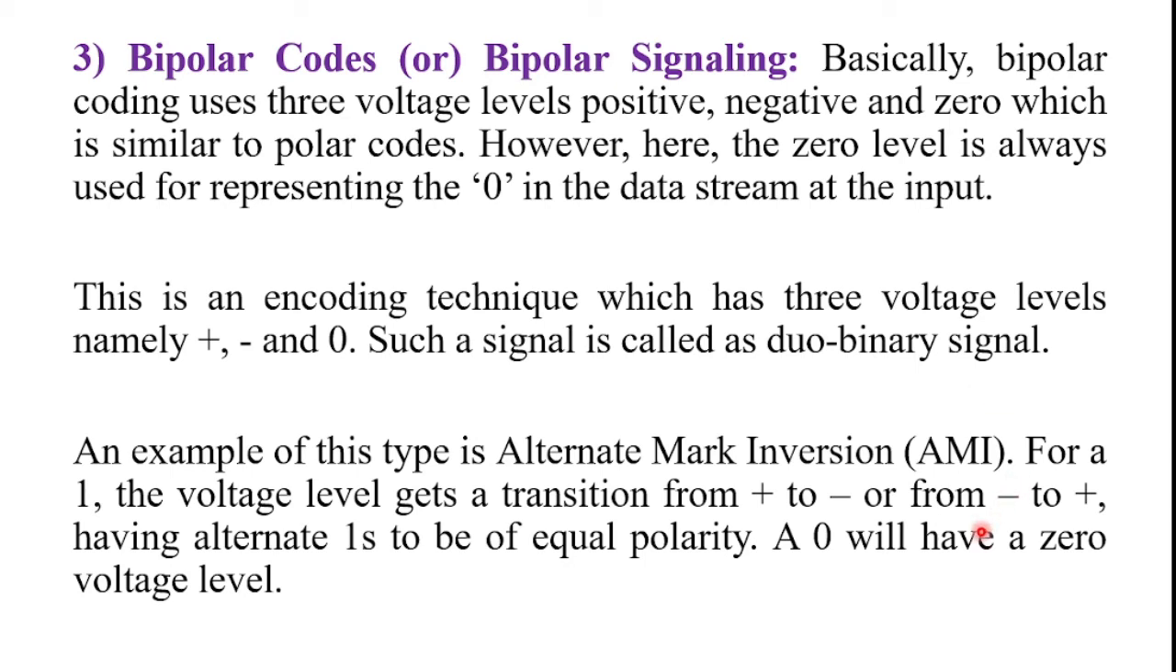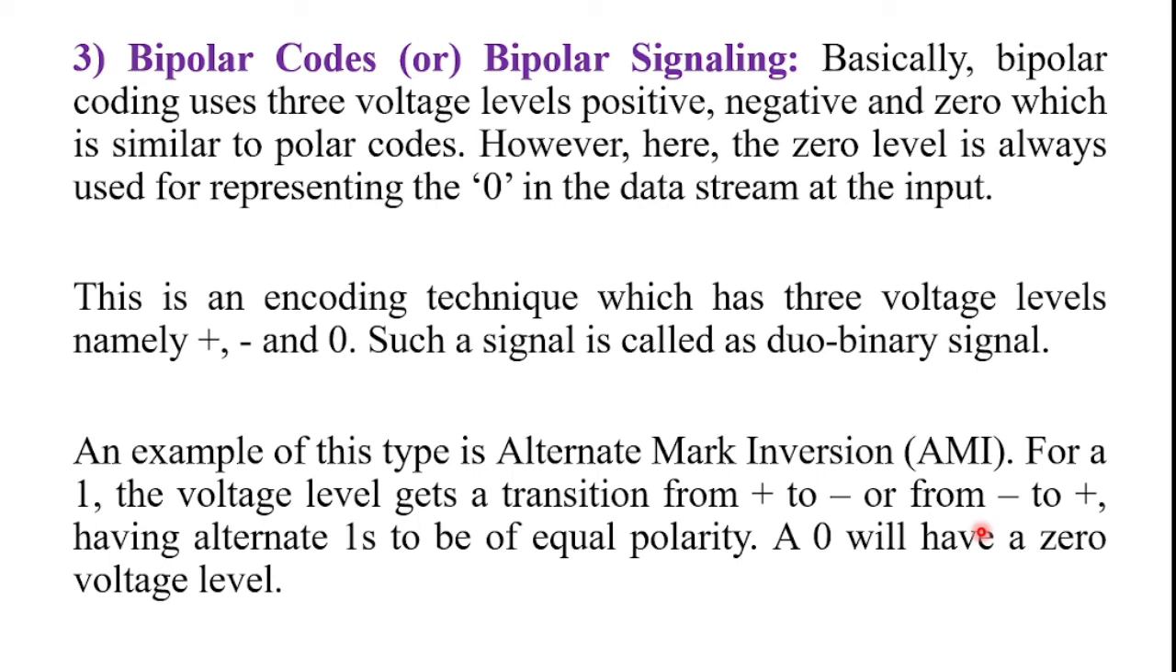For high data, for a positive pulse, bit 1 means high data. For high data, the voltage level gets a transition from positive to negative or from negative to positive, having alternate ones of equal polarity. A zero will have a zero voltage level. So that is the significance of alternate mark inversion.